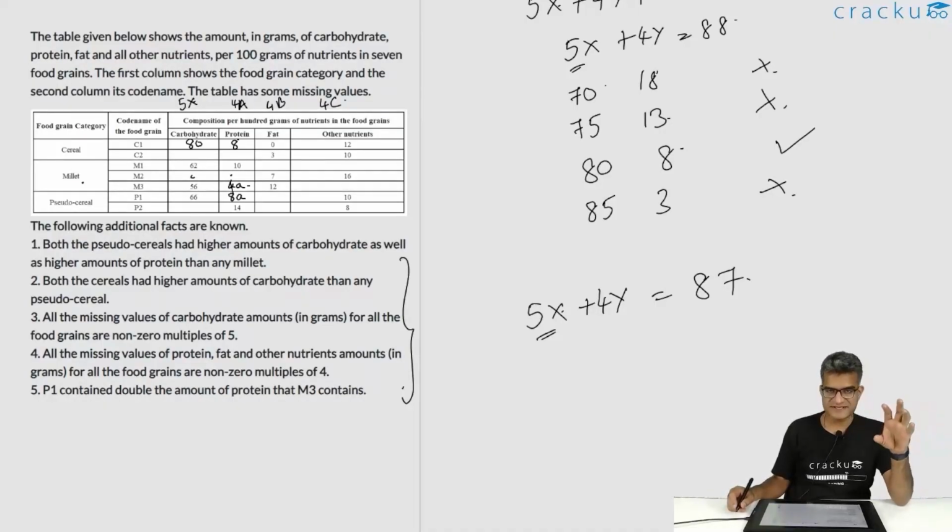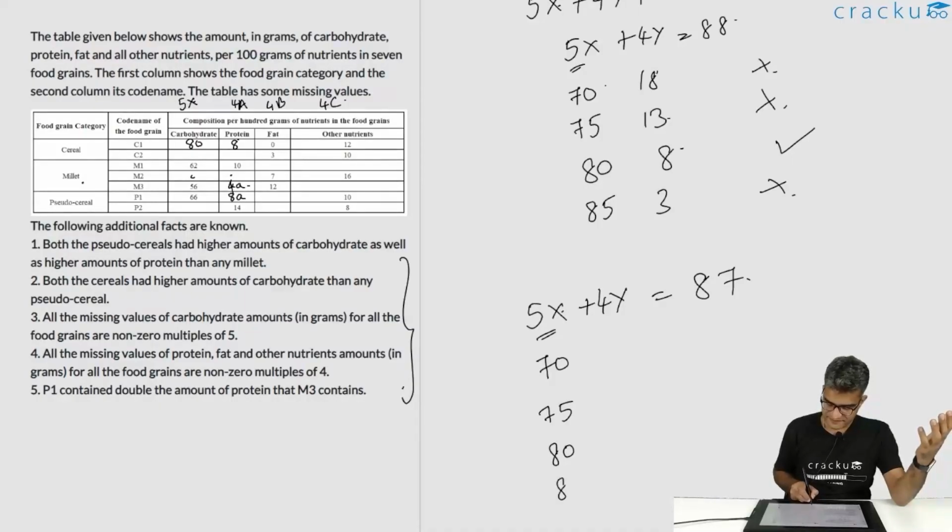One of the pseudo cereals has 66. So this has to be greater than 66 and it has to be a multiple of 5. So this is either 70 or 75 or 80 or 85. If the multiple of 5 is 70, the multiple of 4, because the sum of these two has to be 87, has to be 17. 17 is not a multiple of 4, so this is not valid.